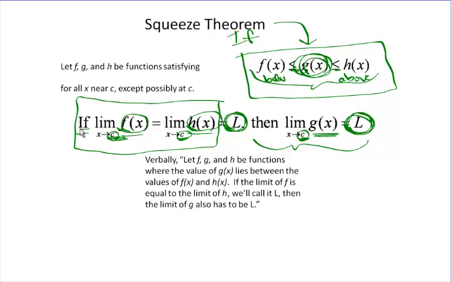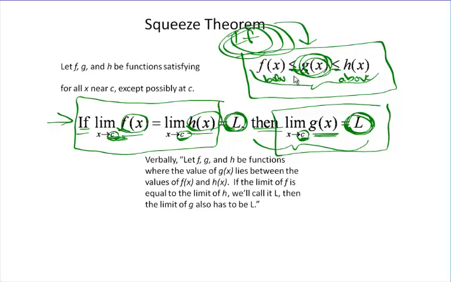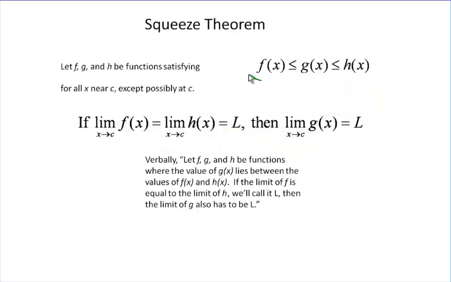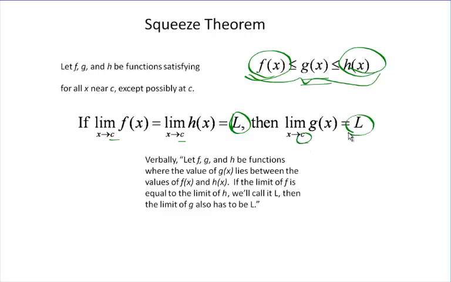This is an if-then statement. I don't get this unless I had this to start with. This is part of the if statement. If the relationship between f, g, and h is given as such, and the function below and the function above near some input value approach the same output, then the function in the middle near that same input value must approach the same output value. There's the squeeze theorem in the context of limits.